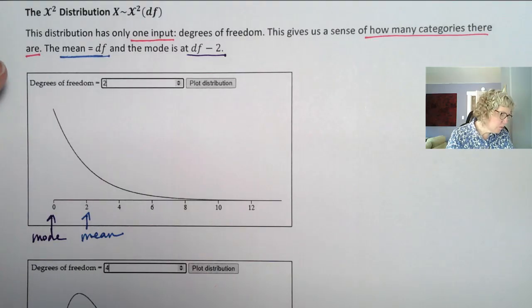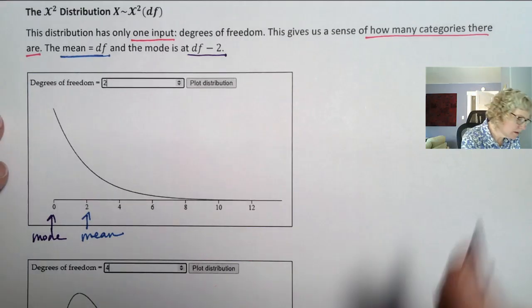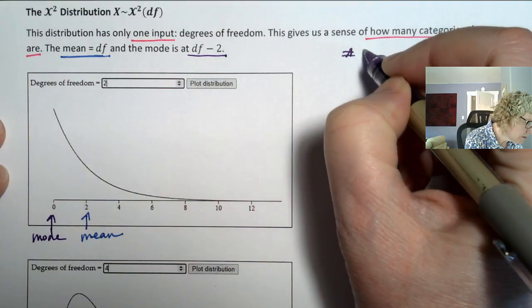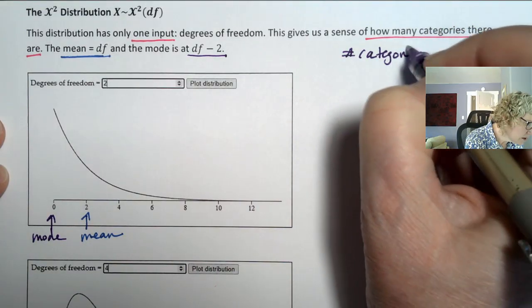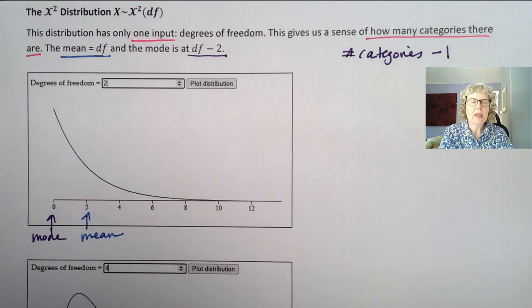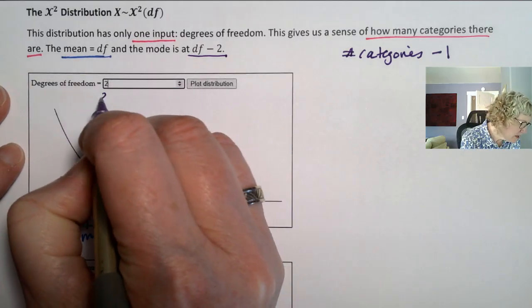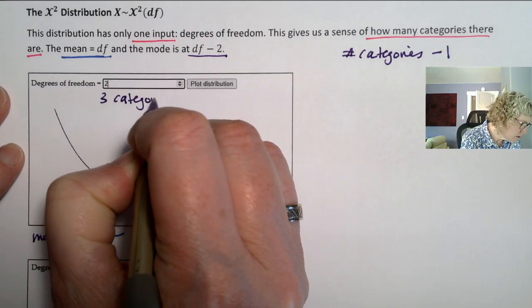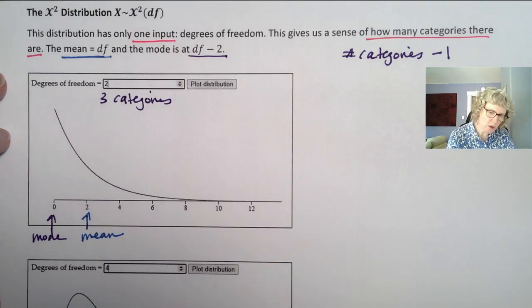Right? And one thing I didn't tell you yet is that it's always one less than the number of categories. Okay, so we could say number of categories minus 1. And that is very consistent for degrees of freedom. So meaning if we knew the numbers for 4 of the categories, we would know automatically what the 5th category was, right? Because that fixes the last one. So the degrees of freedom is always one less than the total. Okay, so for 2, that means we have 3 categories. If we were using degrees of freedom 2, we'd have 3 categories.